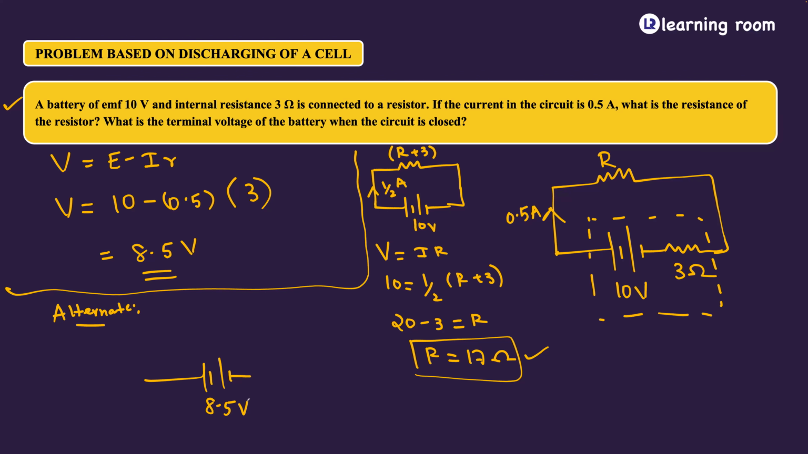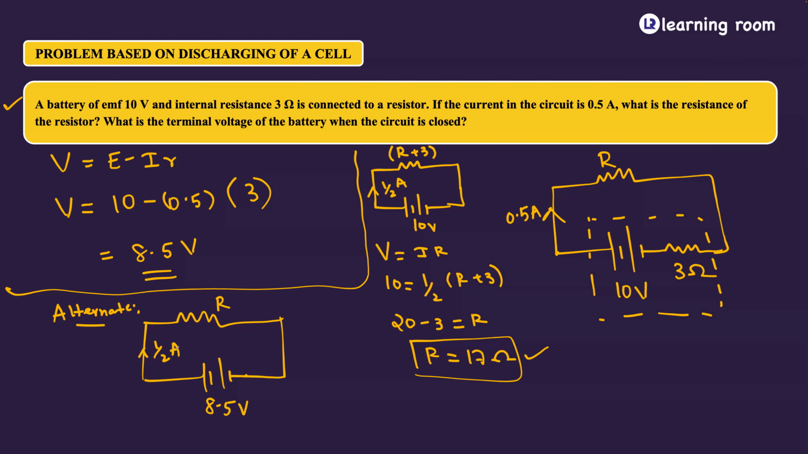8.5 volt. Why is it so? Because we have already proved it. Right? It should be 8.5 volt, which is connected across this resistor capital R. And how much is going to be the current? The current is still going to be half ampere.